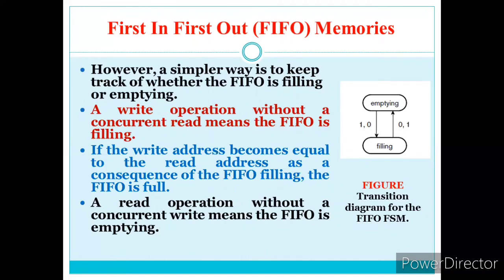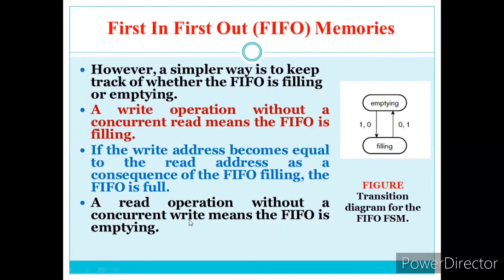That is about the FSM. However, a simpler way is to keep track of whether the FIFO is filling or emptying. If it is empty and you perform a write operation, it fills. So a write operation without a concurrent read means the FIFO is filling. If the write address becomes equal to the read address, it means consequently the FIFO is filling and the FIFO is full.